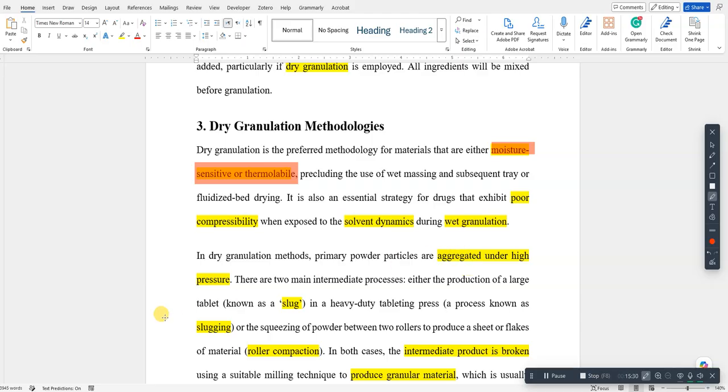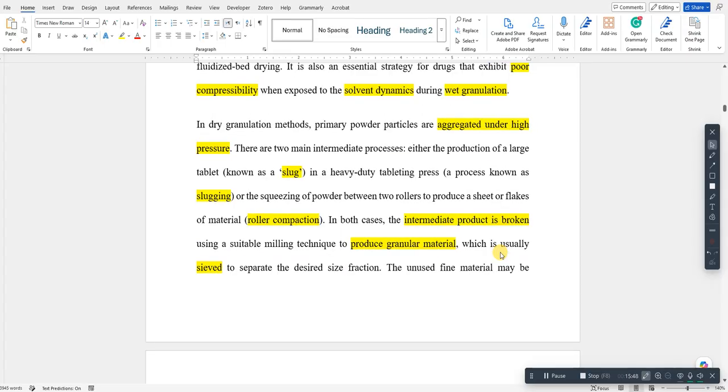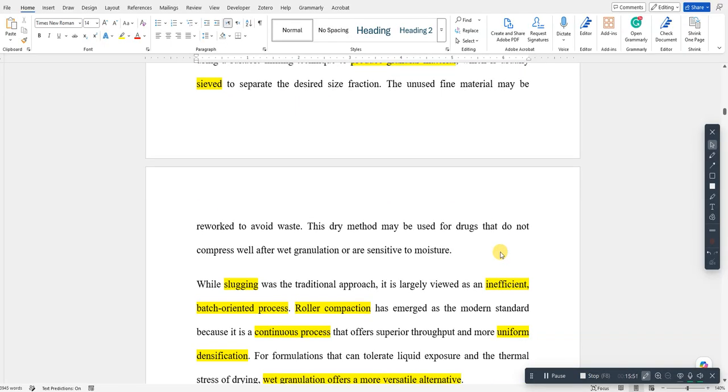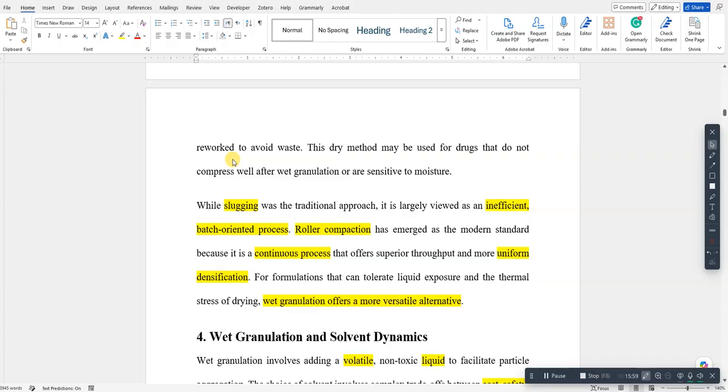There are two methods. One is called slugging, to produce slugs, and the other one is roller compaction, to produce ribbons that will be broken after producing the ribbon. After breaking the ribbon, it has to be sieved in order to get the desired size. Now, slugging is a traditional approach. There is a problem with slugging. You will learn about it later.